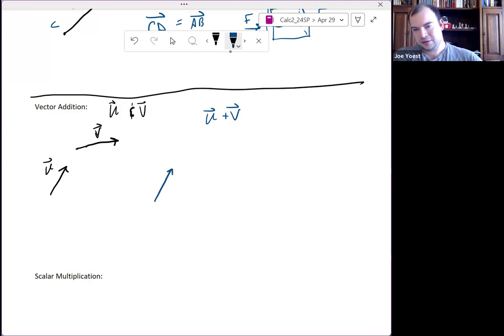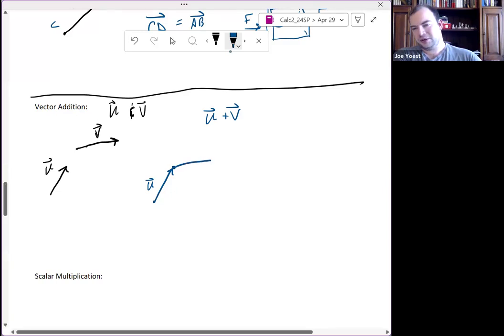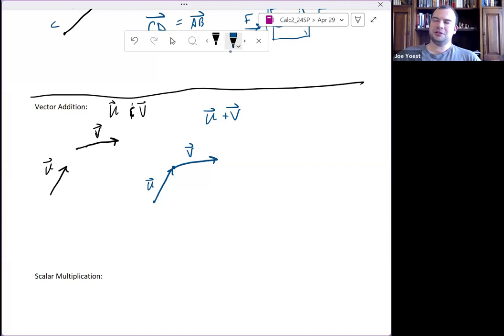So let's see if I can roughly make these look the same. So here's U. And then what I would do is I'll take the initial point of V, place it at the terminal point of U. And now because I've matched up, I started with two different initial points and two different terminal points, but I've matched up one terminal point with one initial point. I have something that's like an overall initial point, and I have something that's like an overall terminal point. And I can draw a line between those.